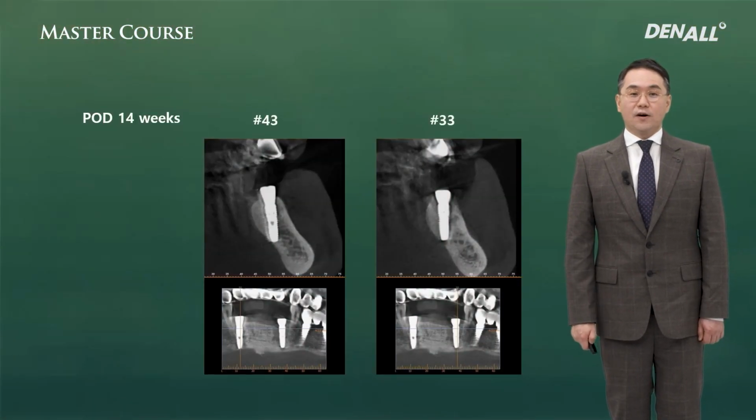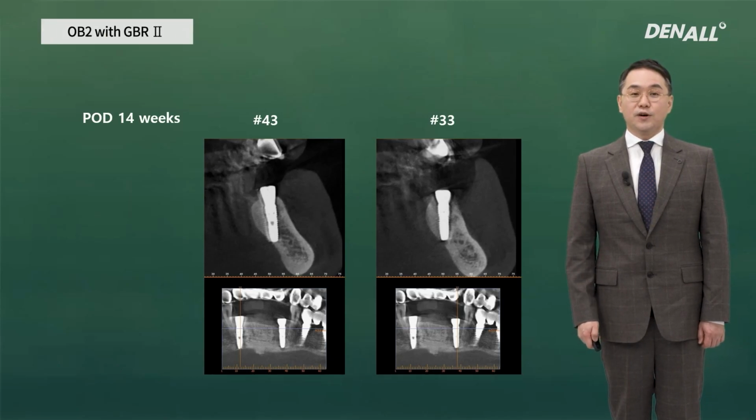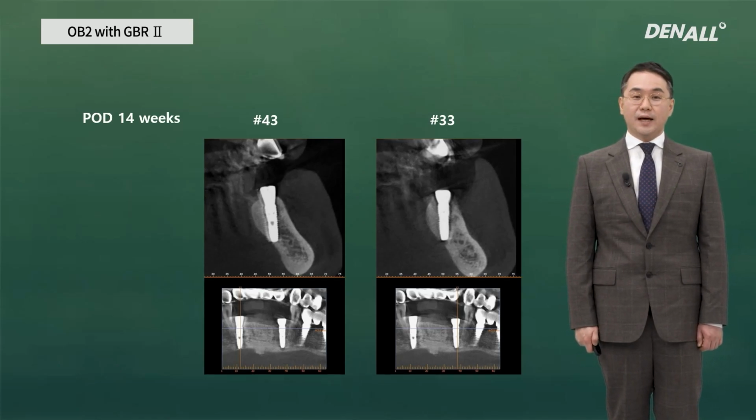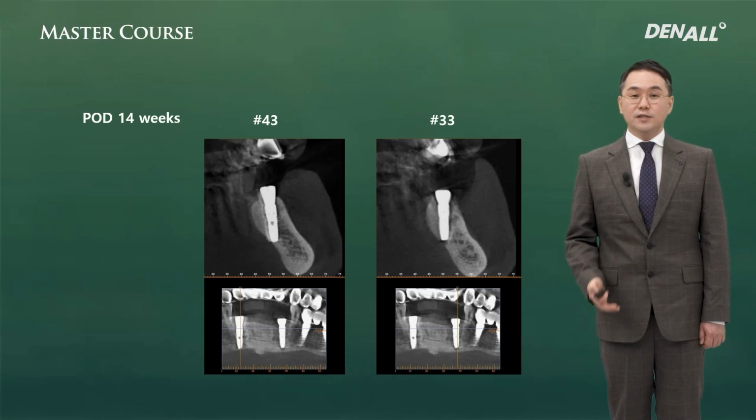After Ossbuilder is removed, this is CT at post-op 14 weeks. As you can see, 43 and 33, you can see buccal wall has been formed nicely. Contour is very nice, especially in number 33. The buccal bone defect was quite extensive. However, Ossbuilder was able to regenerate the bone and in the desired contour.